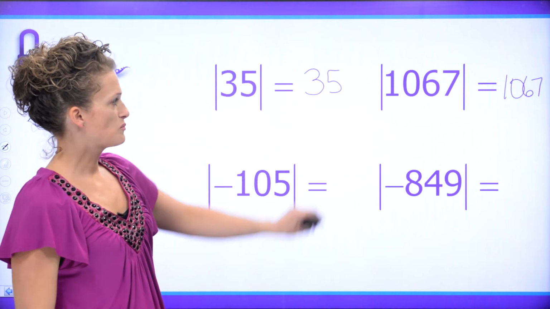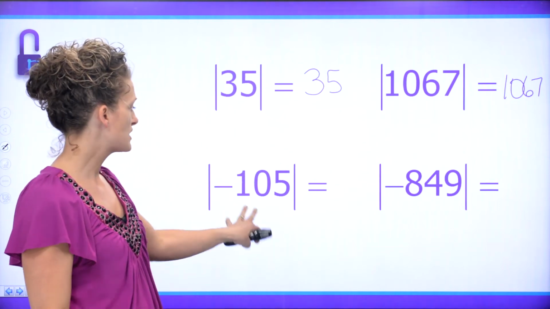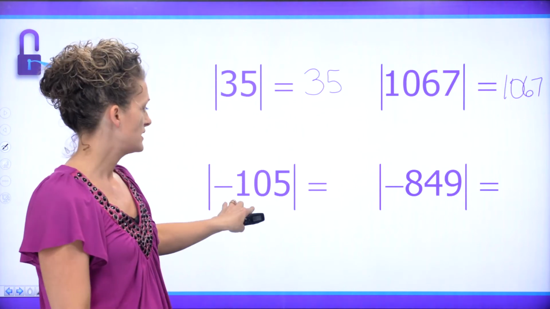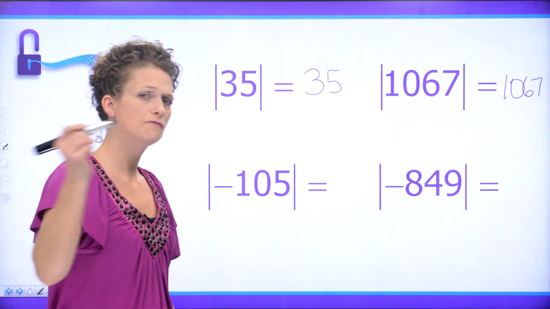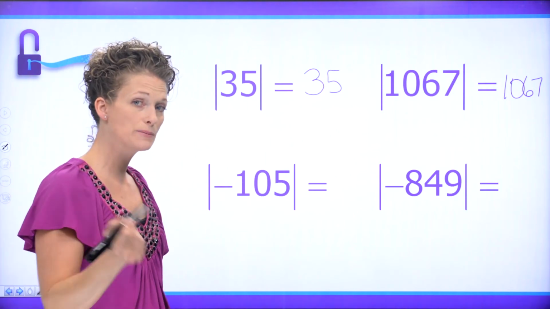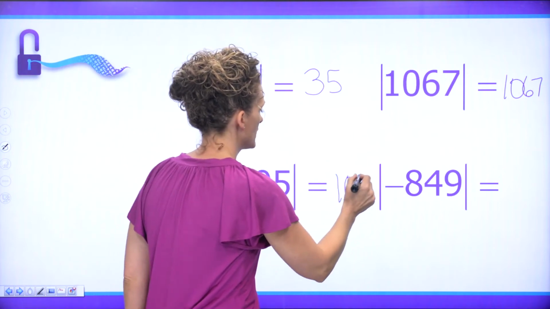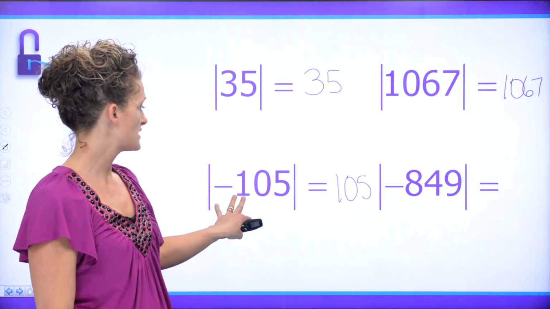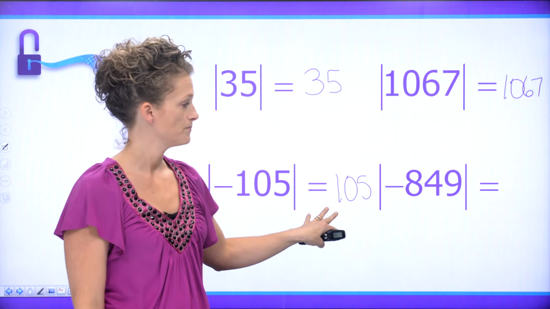Okay, so those are kind of easy, right? They're already positive, they're the same number. Now here's where the absolute value is very noticeable. -105. How far is -105 from 0? How many spaces? Well, it is only 105 spaces away from 0. And so you notice that the -105 has become positive.